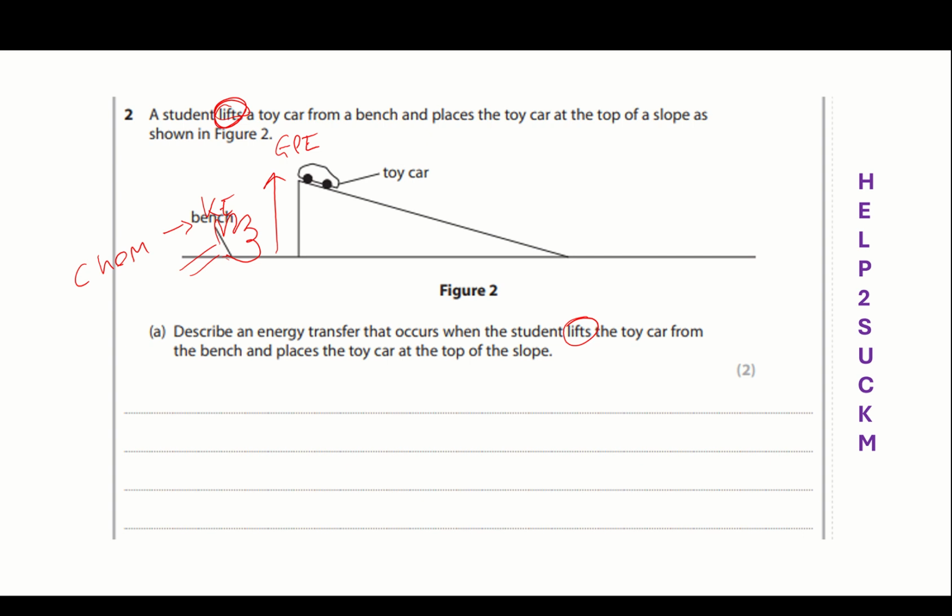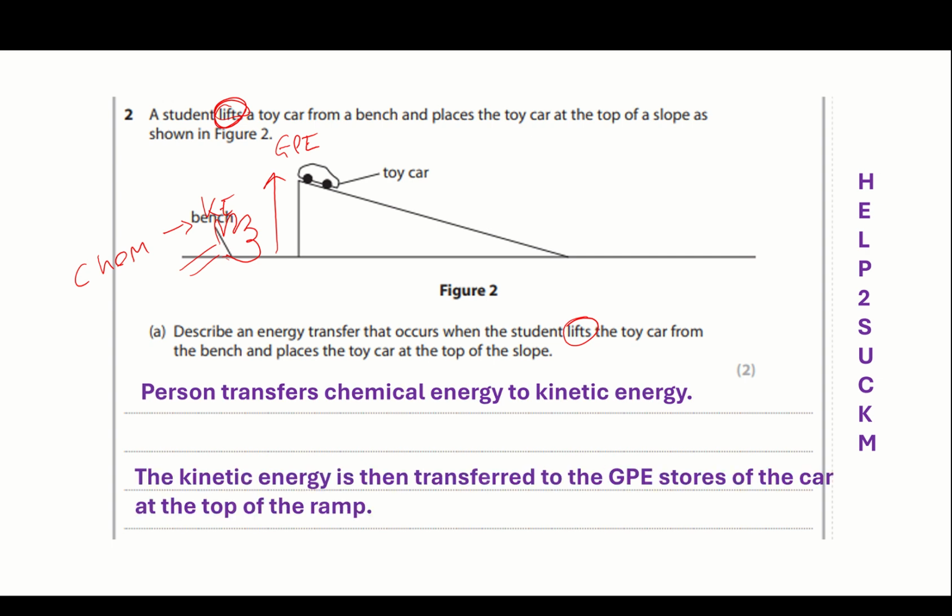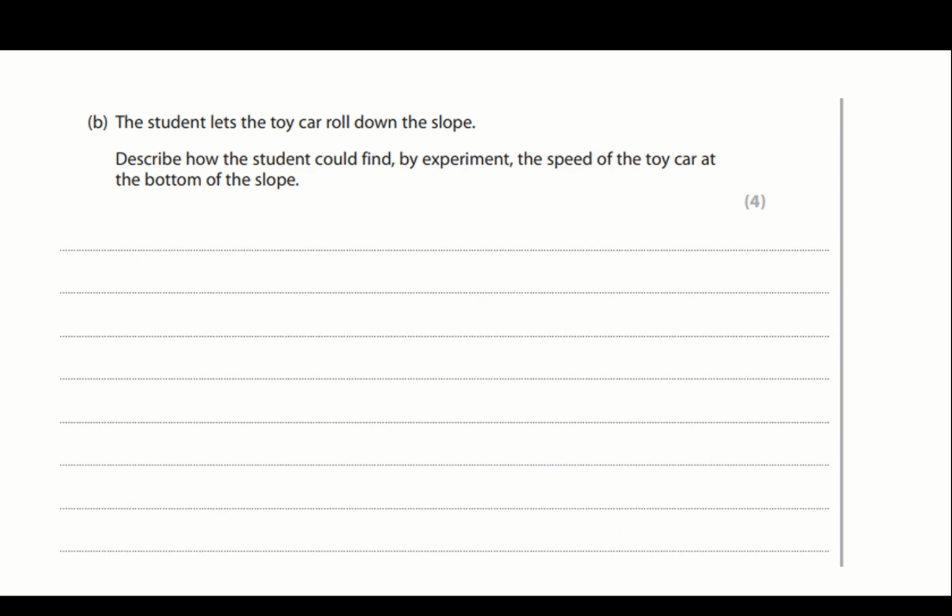So just make sure you always stick to our memory method. The person transfers chemical energy to kinetic energy. The kinetic energy is then transferred to the gravitational potential energy store of the car at the top of the ramp. Done. Nice, easy question.